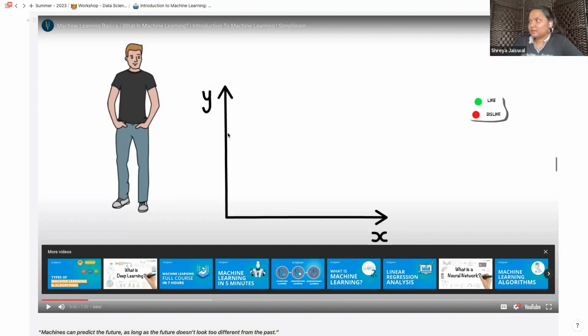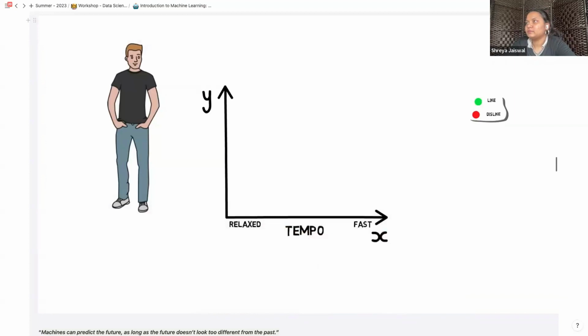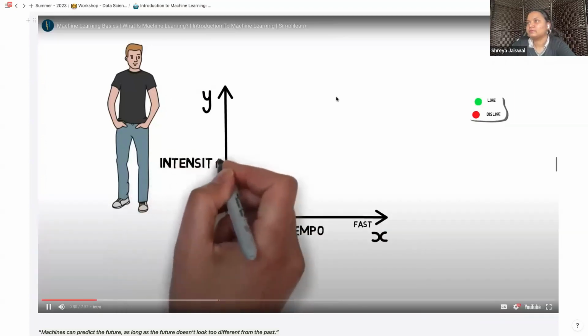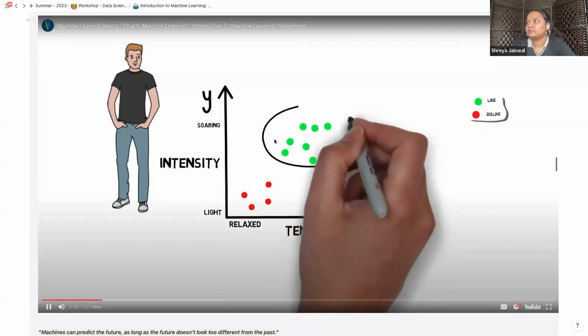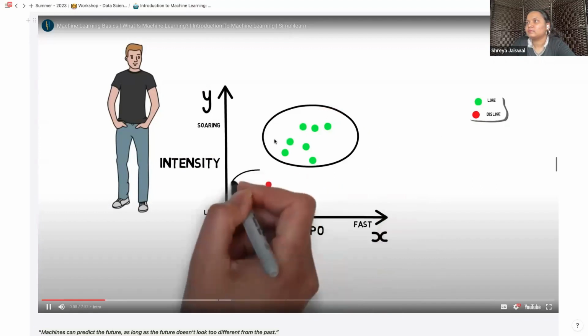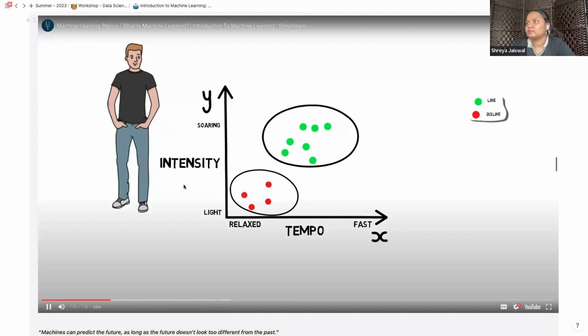In this particular case study, we are going to see how Paul likes or dislikes a particular song based on different factors. So the factors are as follows in the video. Tempo is on the x-axis, ranging from relaxed to fast, whereas intensity is on the y-axis, ranging from light to soaring. We see that Paul likes the song with fast tempo and soaring intensity, while he dislikes the song with relaxed tempo and light intensity. So now we know Paul's choices. Let's say Paul listens to a new song.